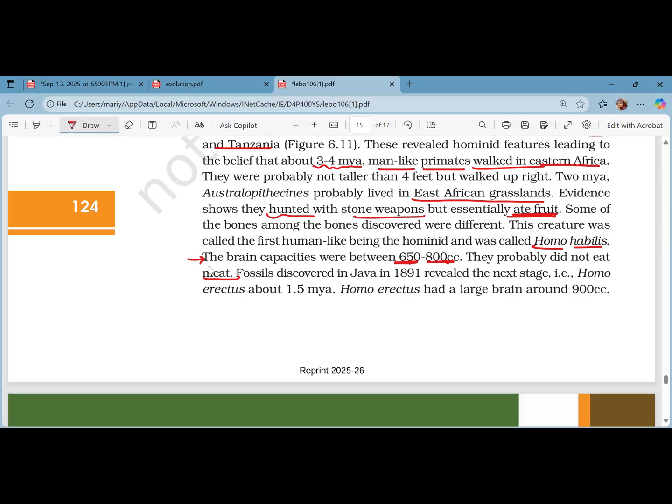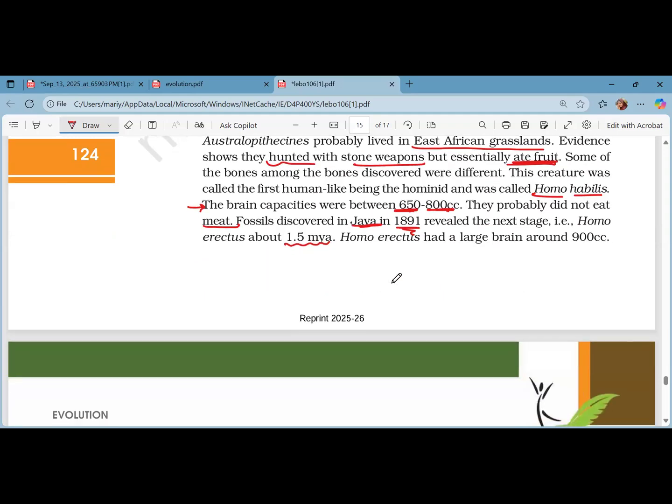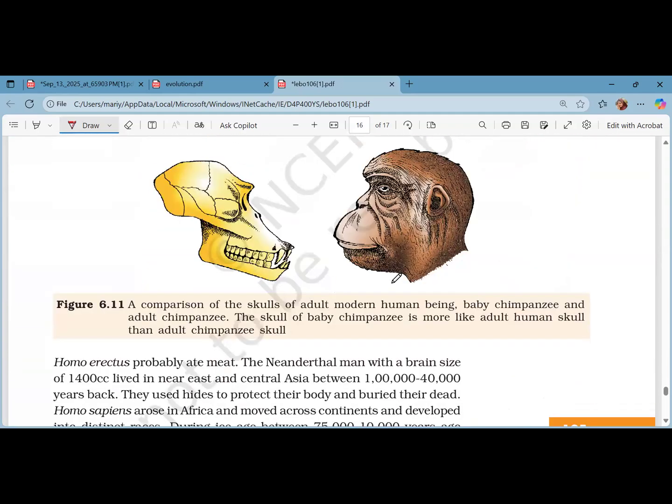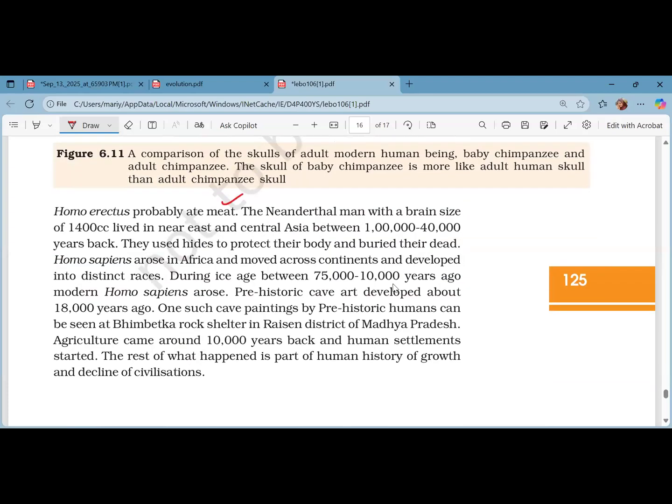Then another kind of fossil was discovered in Java in the year 1891, and this revealed the next stage, that was Homo erectus, which was around 1.5 million years ago. Now they had a larger brain, around 900 cc, and accordingly they ate meat. They used to hunt and eat meat. The Neanderthal man, with a brain size of 1400 cc, lived near East and Central Asia, almost 1 lakh to 40,000 years back. They used to cover their bodies and they used to bury their dead.